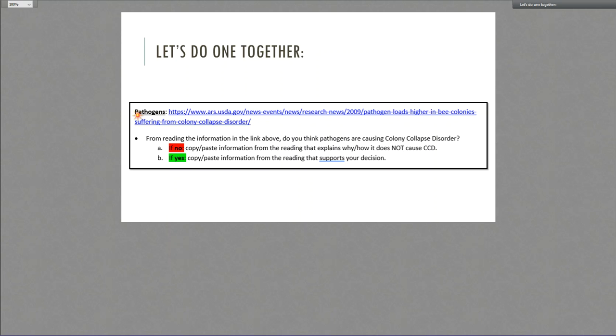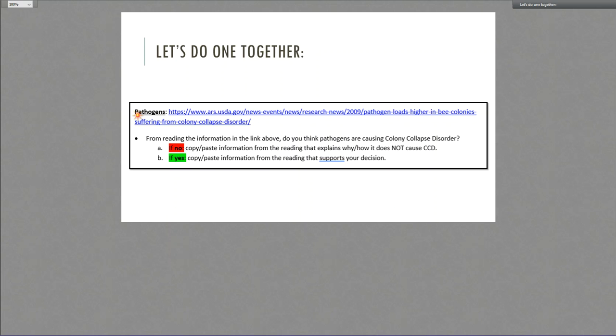All right, so again, green check when you have pathogens completed on your paper. You've got your yes or no, and you've got your information copied and pasted under it. Or you can write out a sentence if you'd rather do that than copy and paste. It's up to you. Awesome. I bet you're following along with us.